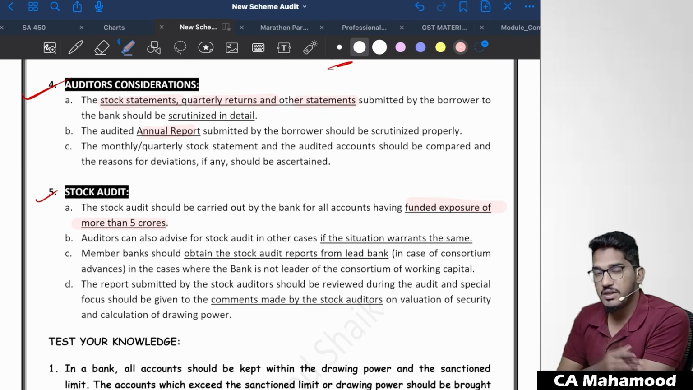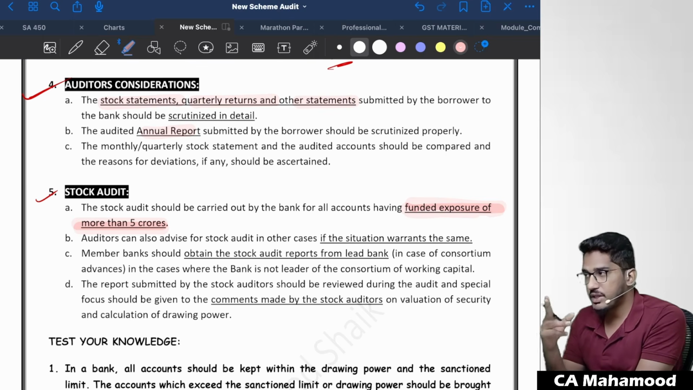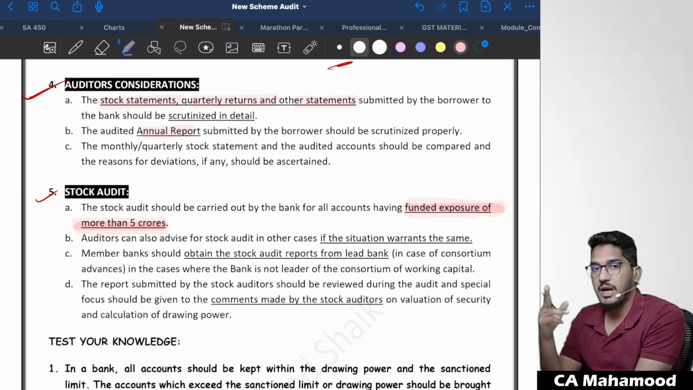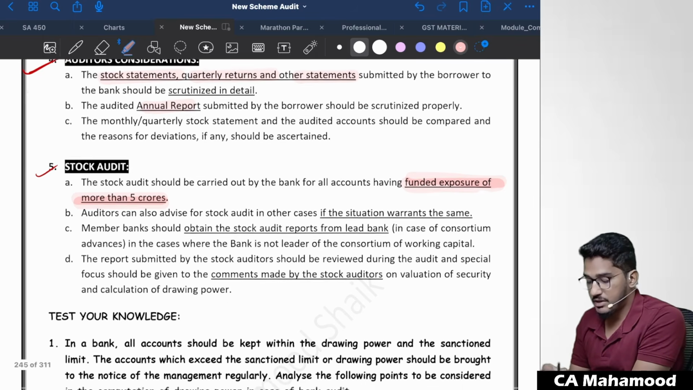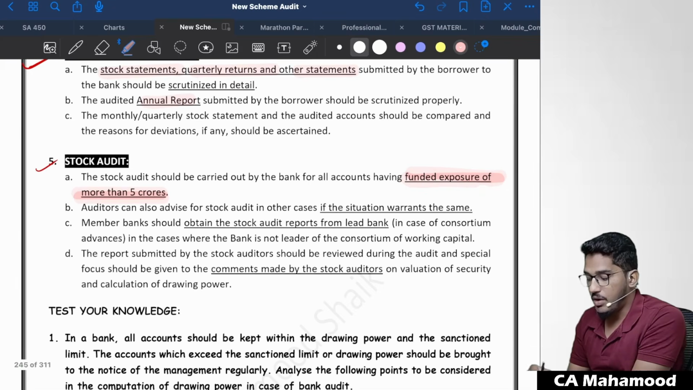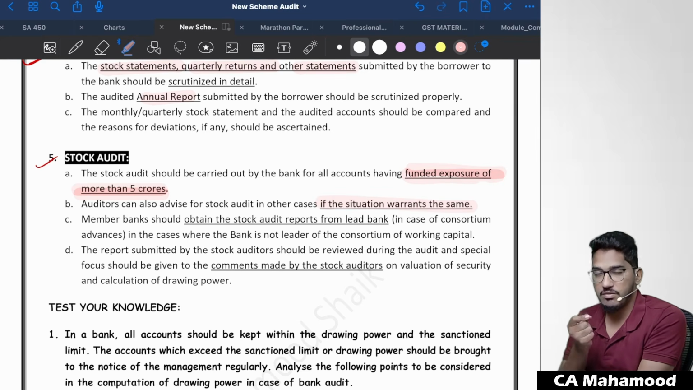Able to understand? So the stock audit is applicable not in all cases, only when the funded exposure is more than 5 crores. Funded exposure means when the actual amount utilized in the overdraft or cash credit facility is more than 5 crore rupees. Then receiving the stock statement alone will not be enough. The banker should even conduct a stock audit as well. So that's what they're telling. The stock audit should be carried out by the bank for all accounts having a funded exposure of more than 5 crore rupees, and the auditor can advise a stock audit even in other cases also. It is generally a mandatory requirement when it is more than 5 crore rupees.